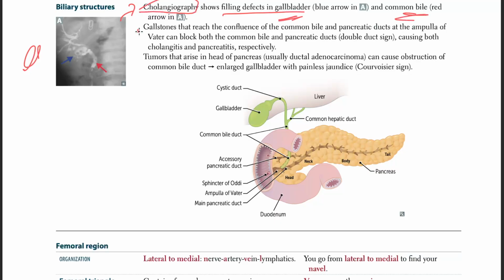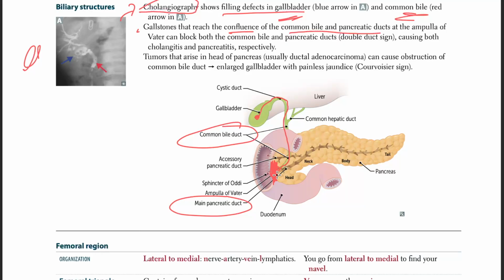Let's read. Gallstones that reach the confluence of the common bile duct and the pancreatic duct at the ampulla of Vater can block both the common bile duct and the pancreatic duct. So basically what they're saying is, you have a gallstone that is coming and lodging here at the confluence where the common bile duct and the pancreatic duct are joined together at the ampulla of Vater. If you have a gallstone that reaches this point, what's going to happen?